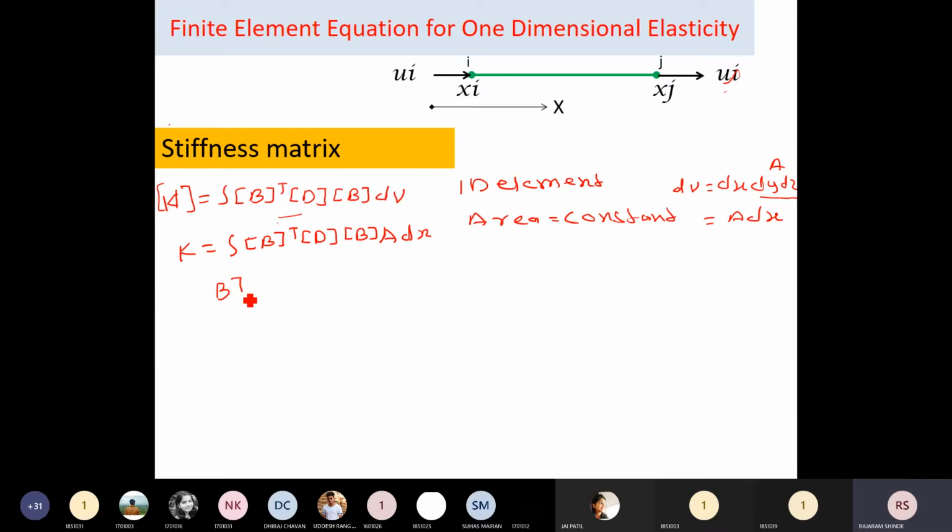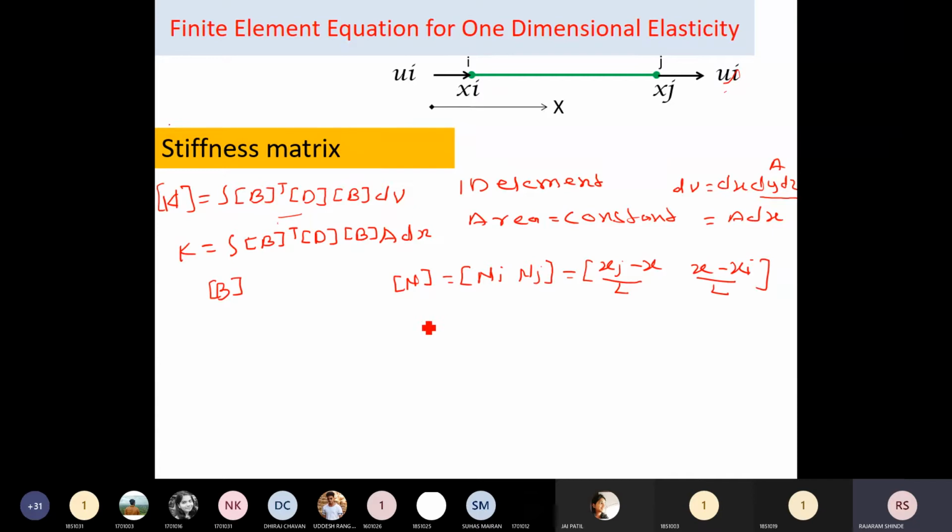Now for calculation of the B, we need the shape functions. The shape function matrix, N matrix, is Ni Nj. When we put the equations of the shape functions, first Ni is xj minus x divided by L, the first shape function, and the second shape function is x minus xi divided by L. This is your second shape function.